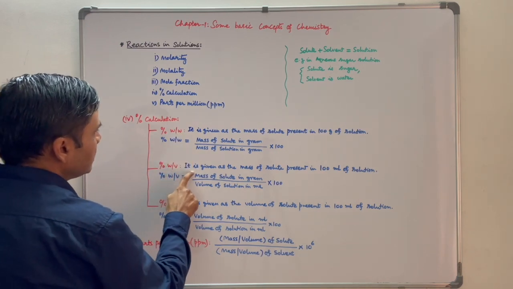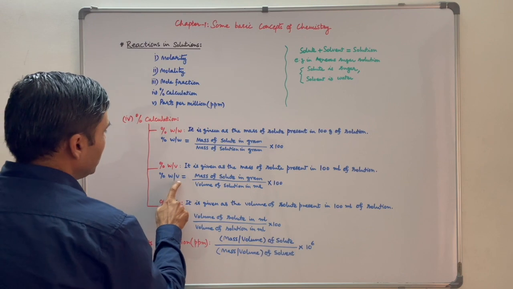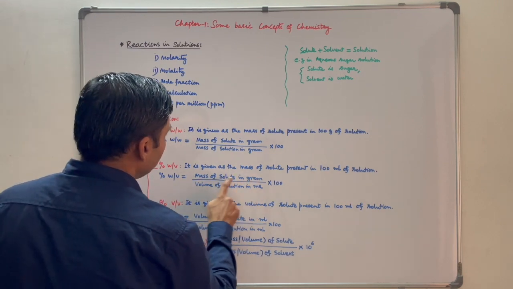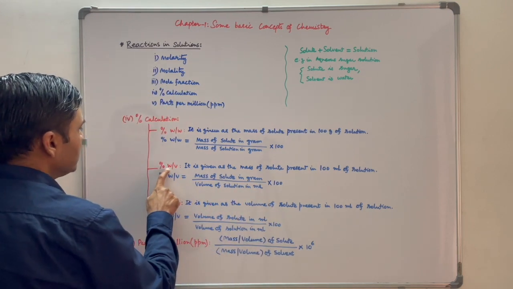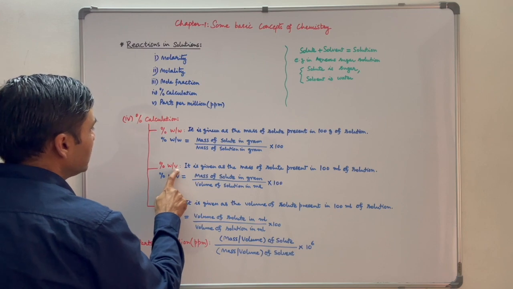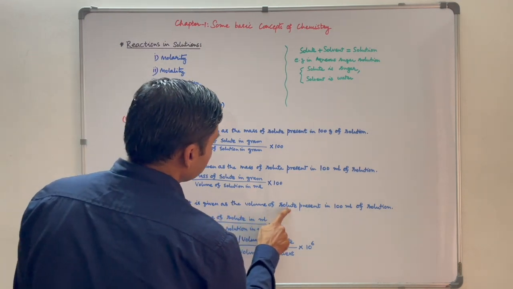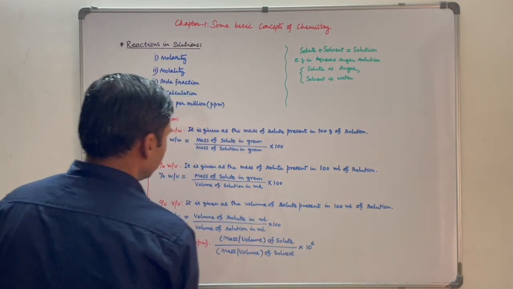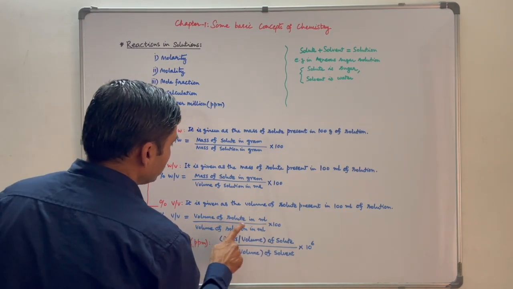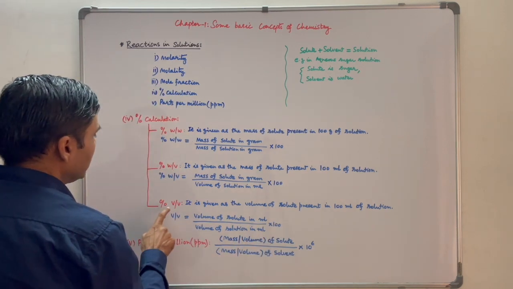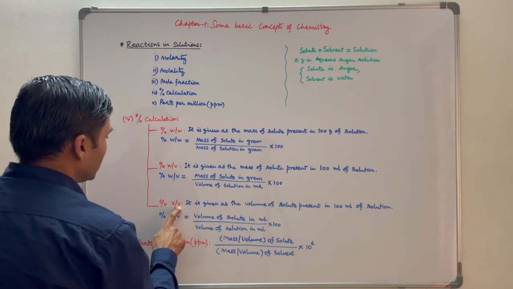Percentage W by V. It is given as the mass of solute present in 100 ml of solution. Percentage W by V is equal to mass of solute in gram upon volume of solution in ml multiplied by 100. Here W represents mass of solute and V represents volume of solution. Percentage V by V. It is given as the volume of solute present in 100 ml of solution. Percentage V by V is equal to volume of solute in ml upon volume of solution in ml multiplied by 100. Here first V represents volume of solute and second V represents volume of solution.